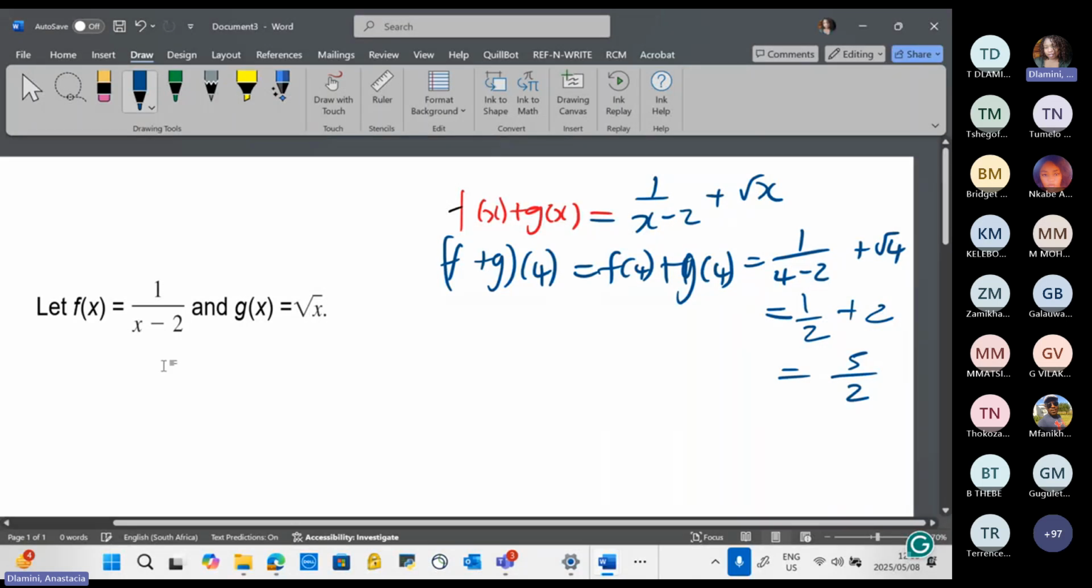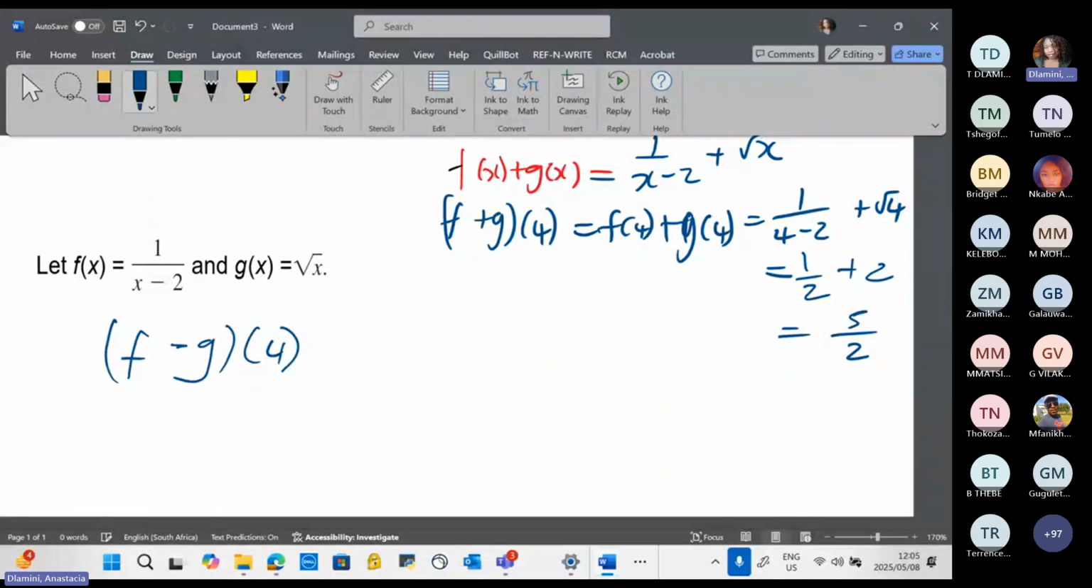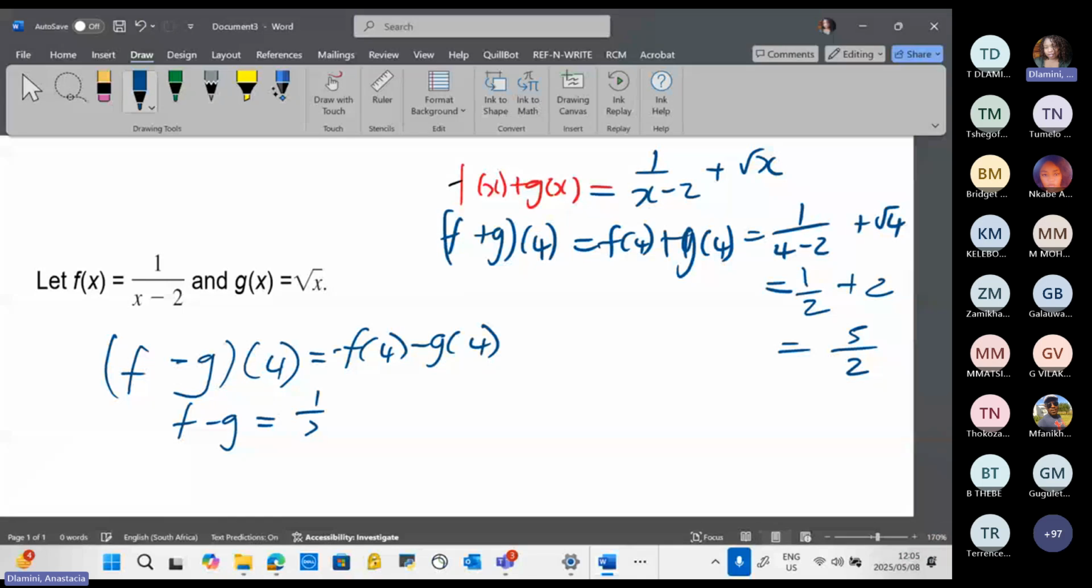Now let's evaluate f minus g at 4. So this is equal to f at 4 minus g at 4. We know f minus g is 1 over x minus 2 minus the square root of x. If we substitute, this will be 1 over 4 minus 2 minus the square root of 4, right? So then this is 1 over 2 minus 2.